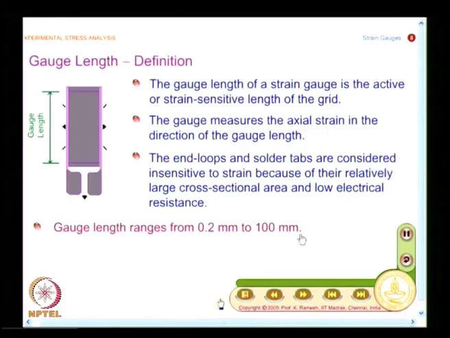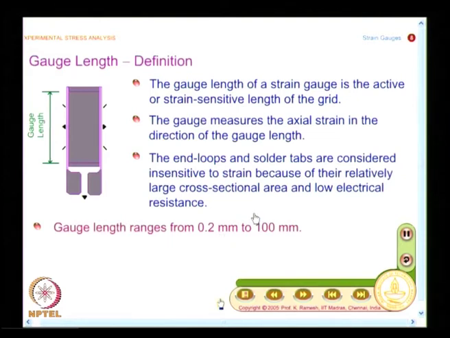In which class of material you will look for longer gauge length? Suppose I have a heterogeneous material like concrete, I would definitely go for longer gauge lengths. For most of your metallic application, 3 millimeter strain gauge is good enough, and 0.2 millimeter is only for very special applications.